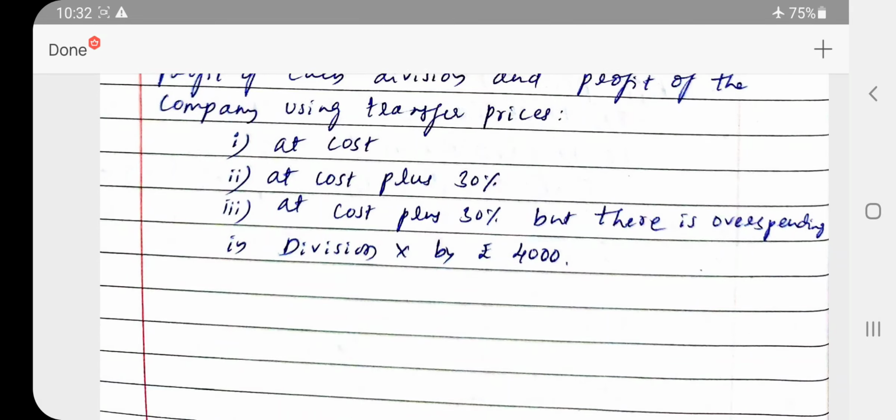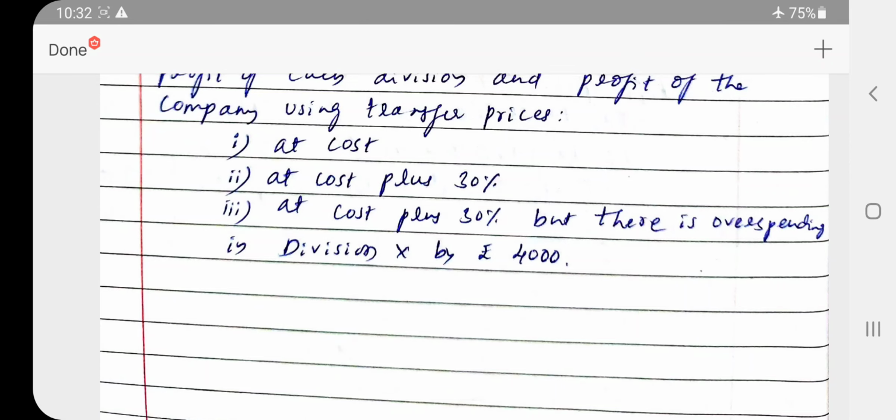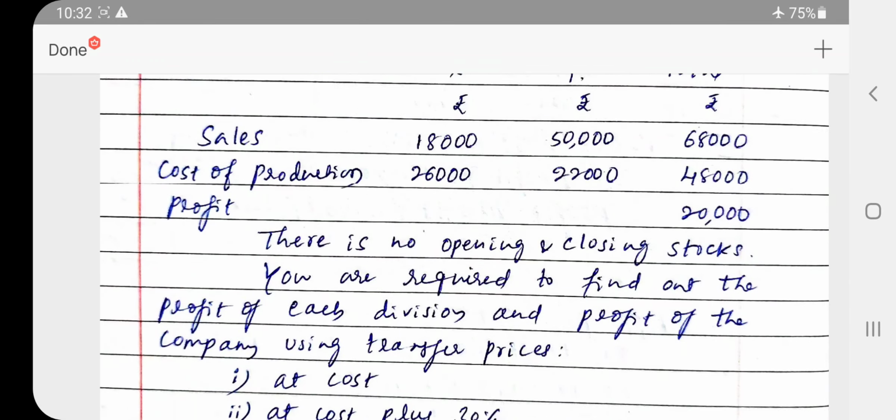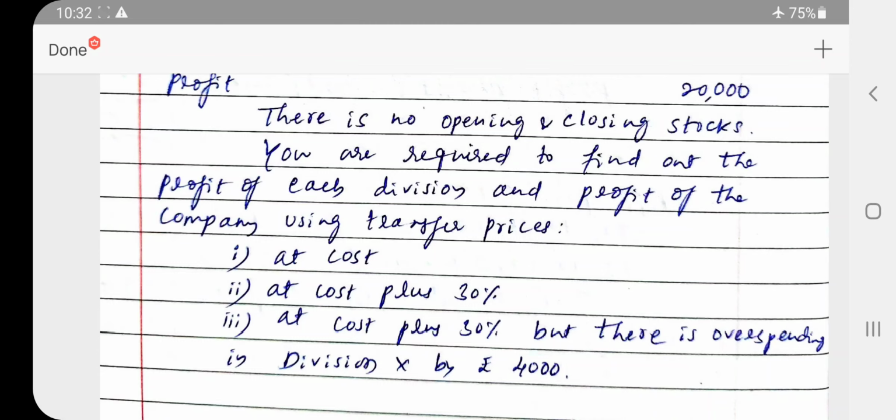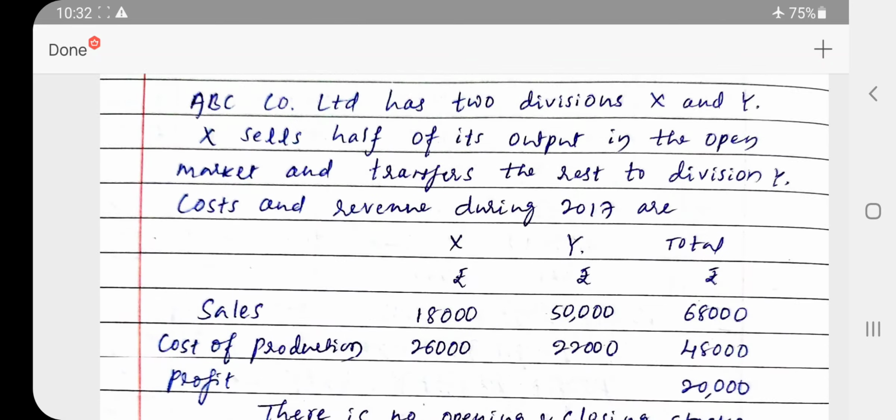So secondly, at cost plus 30%. So cost is 26,000 plus 30%. So what will be the total cost? In that total cost, again half it can sell to the open market, isn't it? The information they have given here.